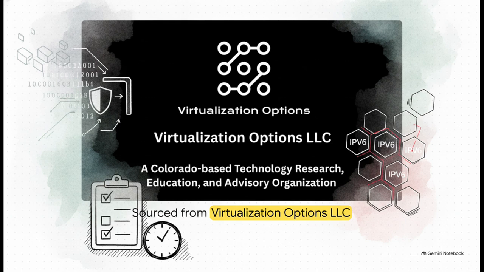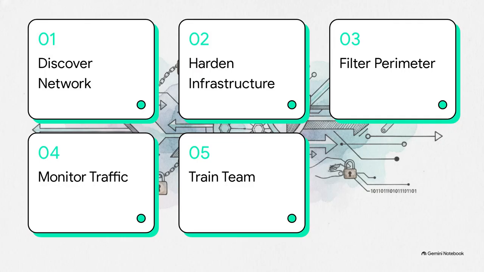Since they're a top-tier tech research and advisory group, they've laid out exactly, and I mean exactly, what you need to do to secure networks that are newly transitioning to IPv6. Because let's face it, that transition phase is when your configuration maturity is at its absolute lowest, and your risks are sky high. So, here is our roadmap for today. Step 1, discover your network. Step 2, harden the infrastructure. Step 3, filter the perimeter. Step 4, monitor all traffic. And Step 5, train your team.